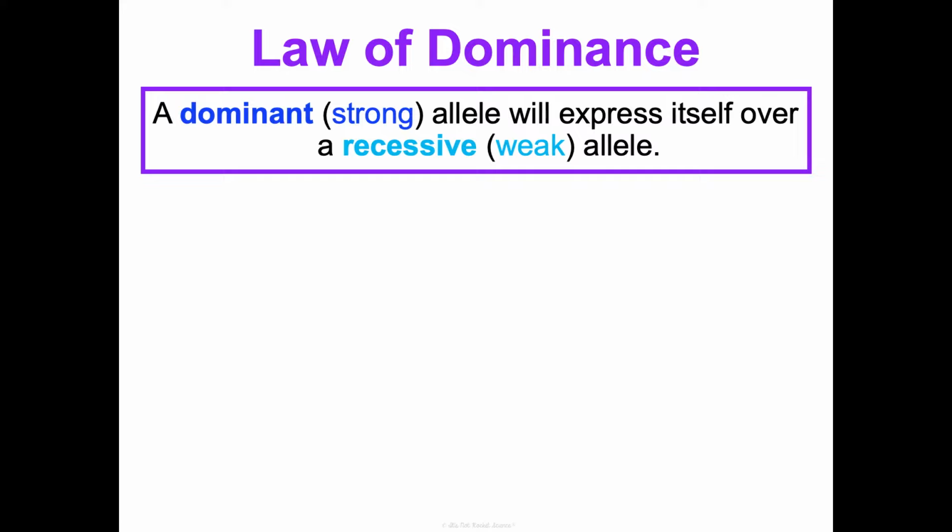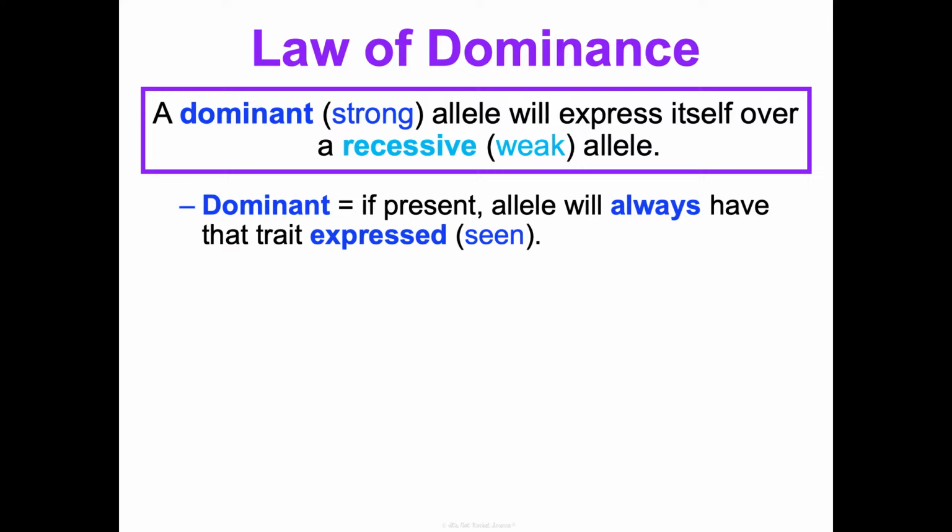And what it says, what he discovered, is that a dominant or a strong allele will express itself over a recessive weak allele. Okay, what do I mean? So dominant, if you have a dominant allele, it's going to always be expressed or seen. That's why I refer to it as strong. Okay, so if you get one, it's going to show.